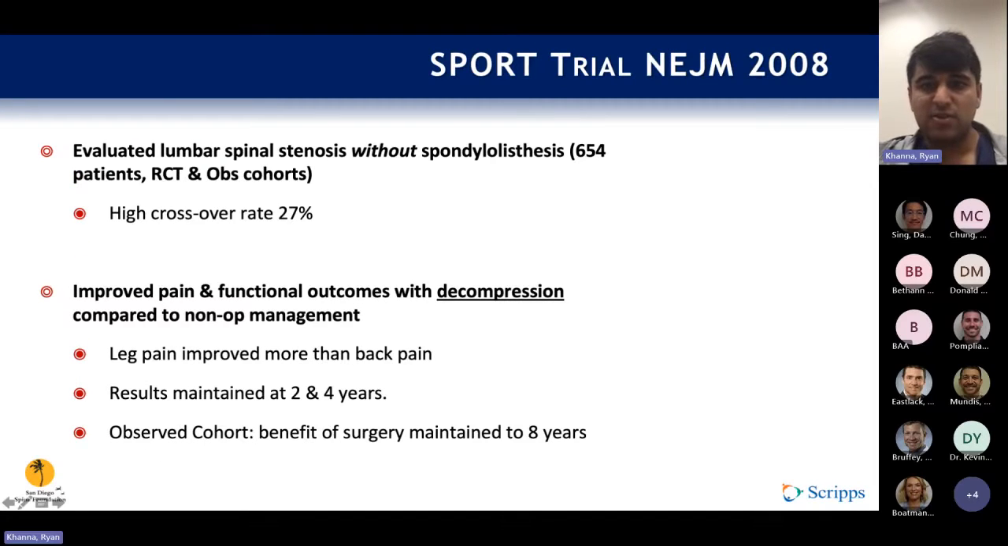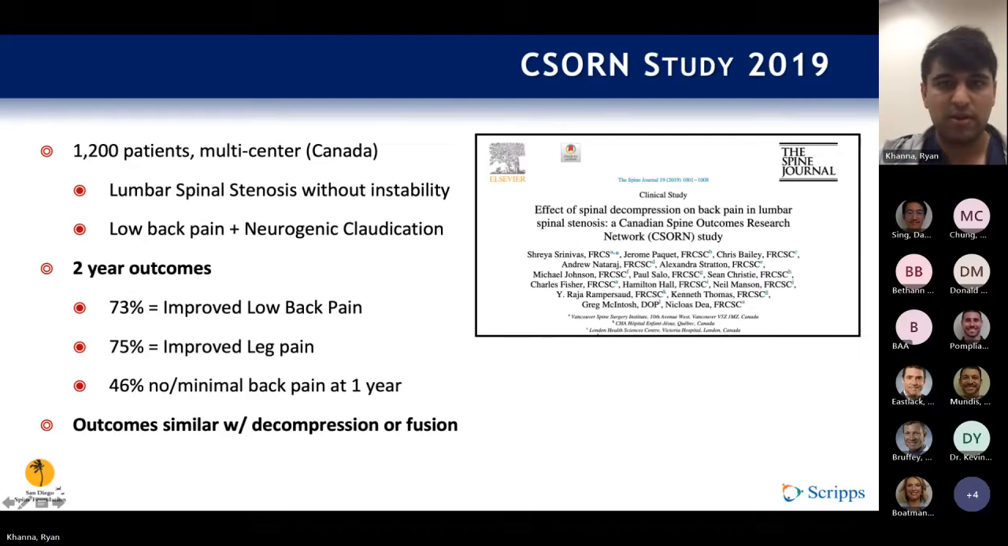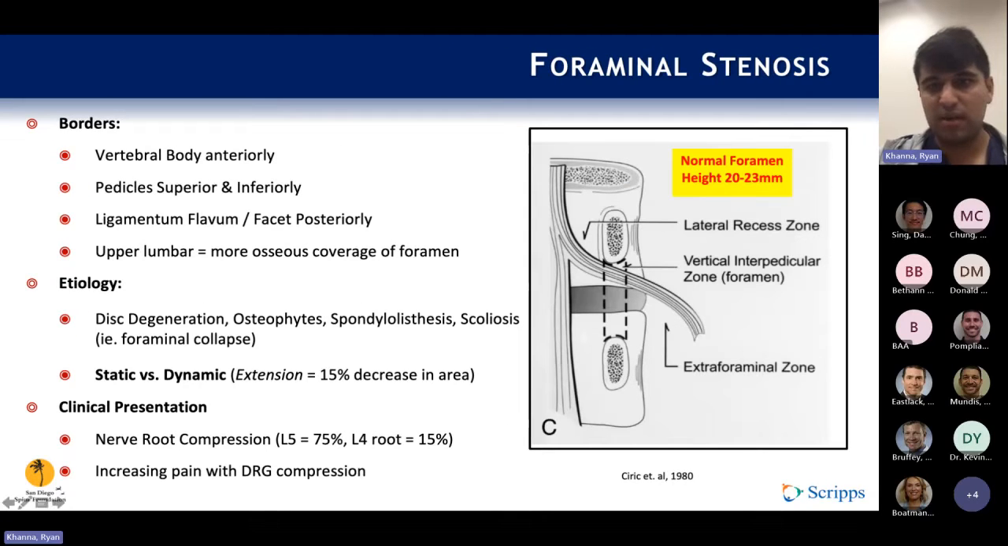It wouldn't be a lumbar spinal stenosis talk without the SPORT trial. The SPORT trial, which we actually talked about at Journal Club, so I won't belabor it, looked at the treatment of lumbar spinal stenosis without spondylolisthesis. And even despite having a high crossover rate, a benefit of surgery was seen up to 8 years compared to non-operative management. Skip this study in the interest of time.